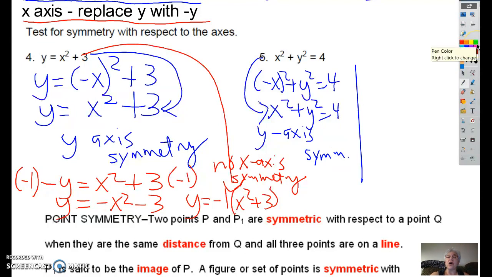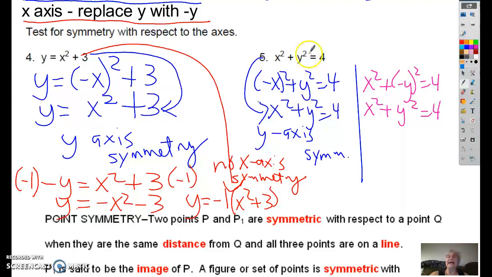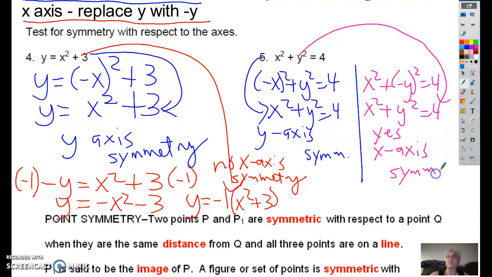As for our symmetry about the x-axis, x squared plus negative y as our substitution this time. Negative y times negative y is positive y squared. Again, it's the same equation. So yes, we also have x-axis symmetry. You can pause the video here if students haven't finished writing this down.